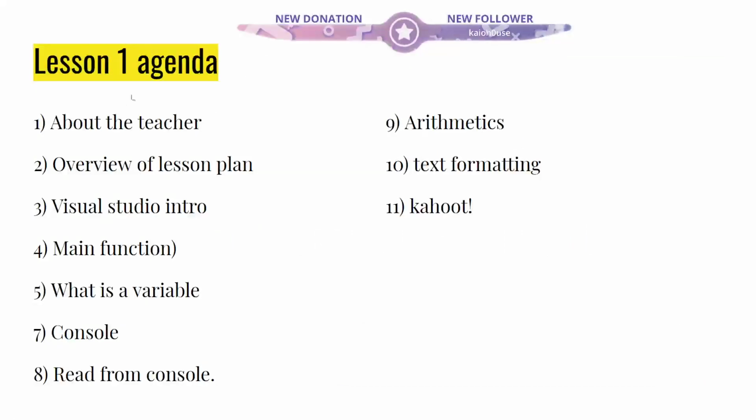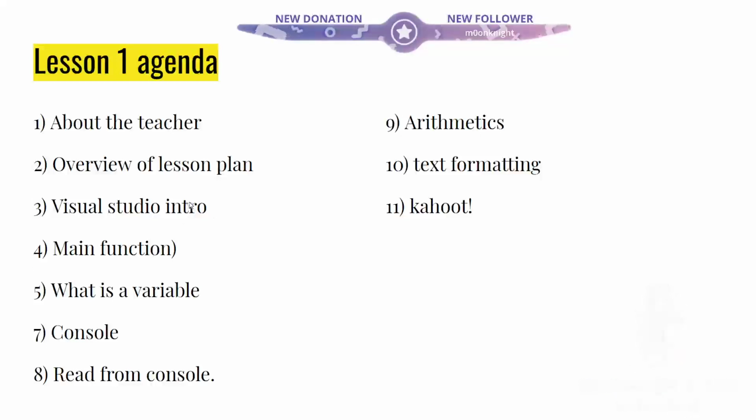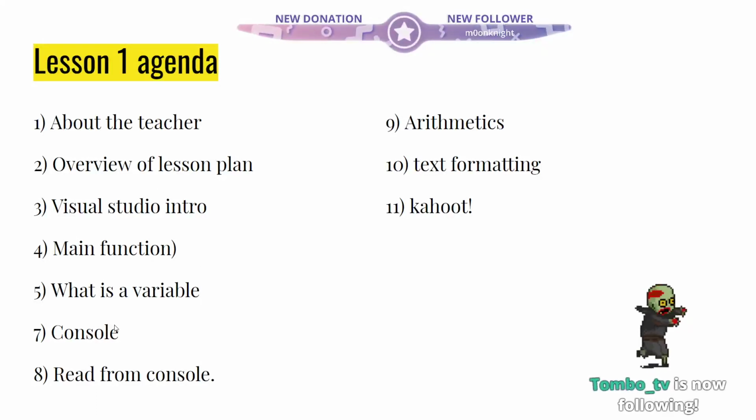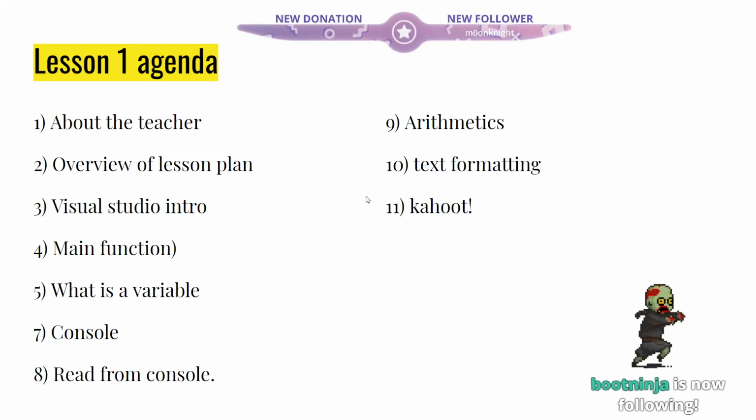So the agenda of this lesson is that I'll present myself. I will talk about the overall lessons plan of what will happen. Then I'll talk about Visual Studio, main function. Visual Studio, I'll obviously open it and do some live coding there. I'll explain what is a variable. We'll talk about console, read from console, write to console. We'll talk about arithmetics, how do you add variables together. We will format stuff, and we'll play some Kahoot in the end. Kahoot, don't worry if you don't know what it is. I'll give you a link.